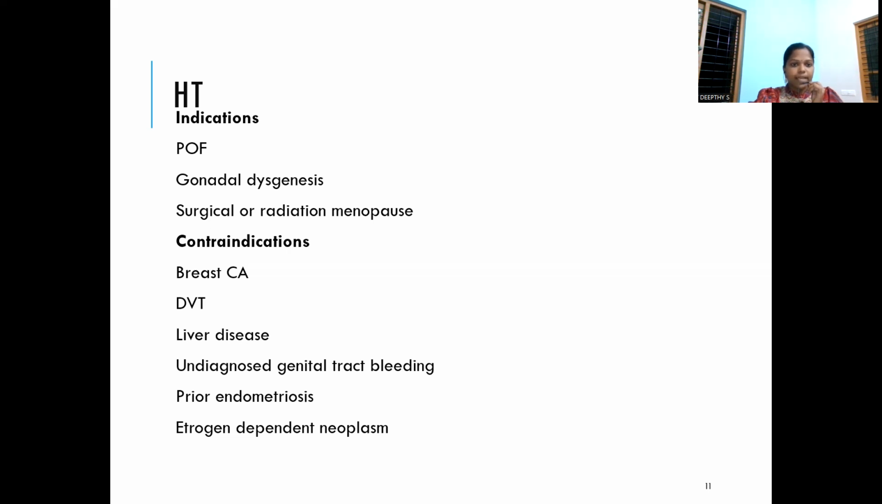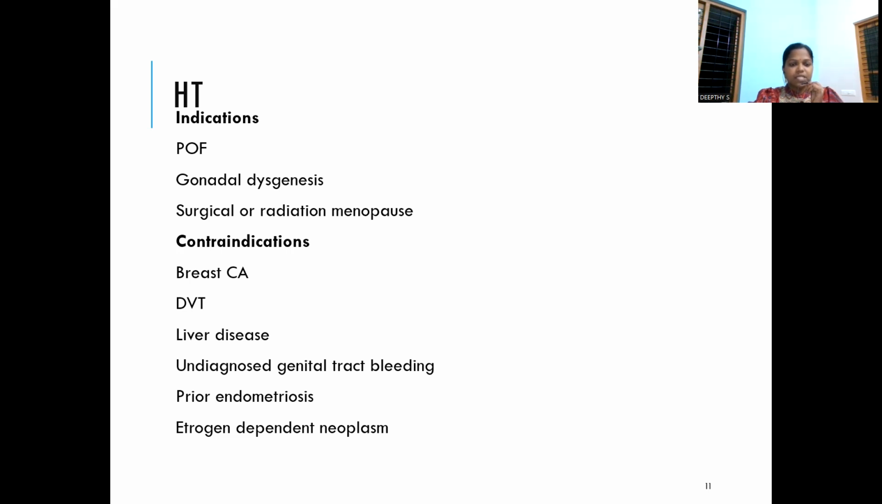Then what are the contraindications? If a lady has already undergone treatment for breast carcinoma, or she has deep vein thrombosis, or she has liver disease, or undiagnosed genital tract bleeding, or she had prior endometriosis or an estrogen dependent neoplasm, hormone replacement therapy should be avoided.